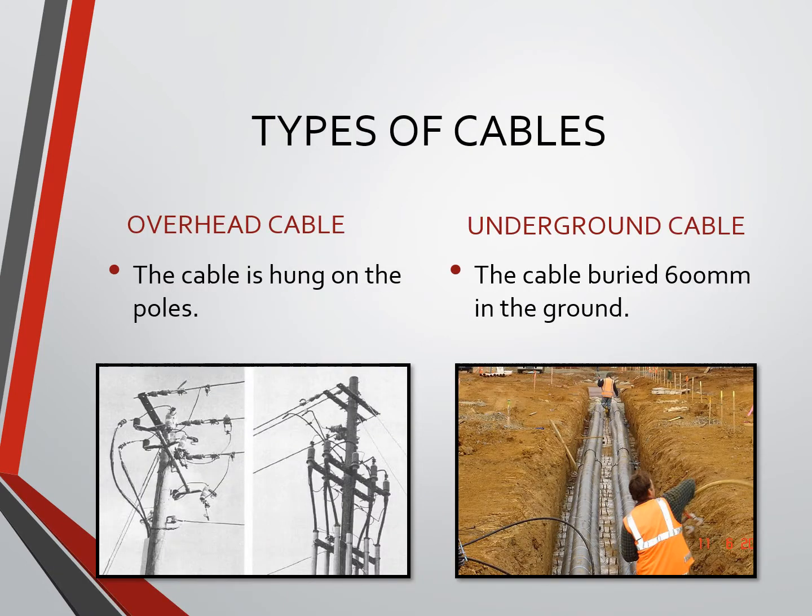Okay, so this is overhead cable and also underground cable. The cable is hung on the poles. Okay, so dia akan bergantung dekat poles, ataupun previously we call it as unipole. And then you have underground cable, where the cable is buried, ditanam 60mm in the ground. Okay, so basically boleh nampak lah dia guna PVC pipe or maybe getah if you want to bury it in the ground.